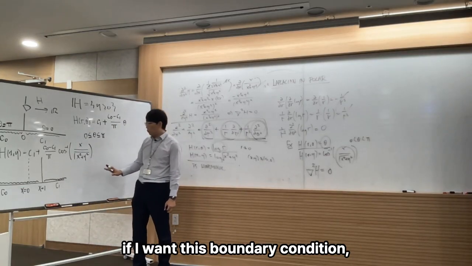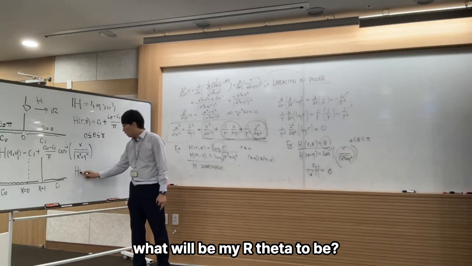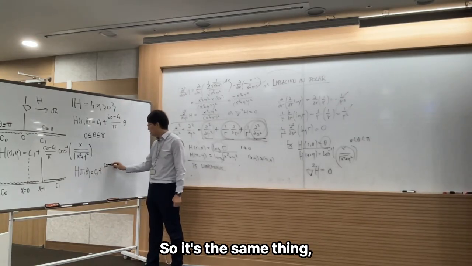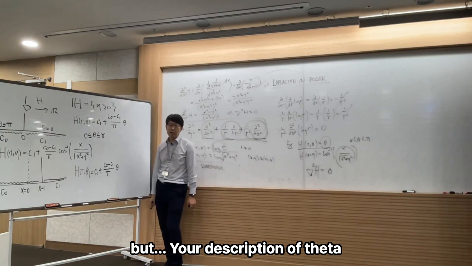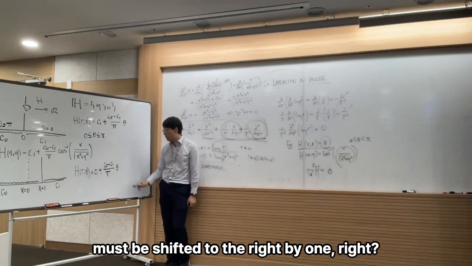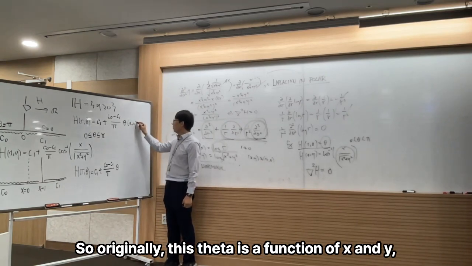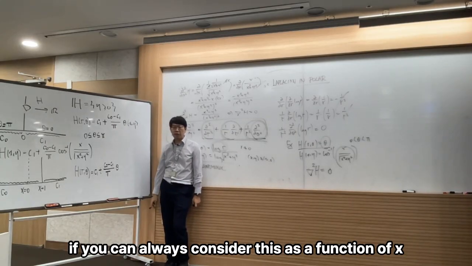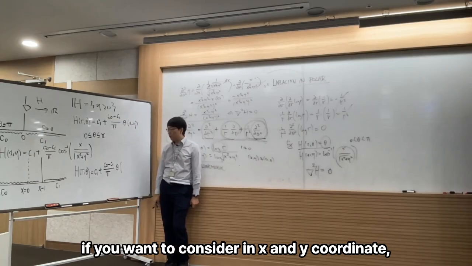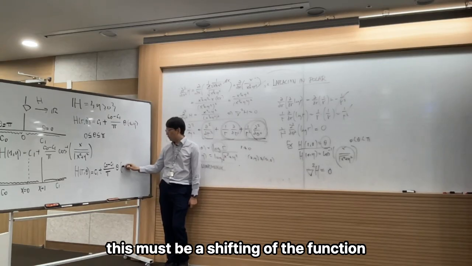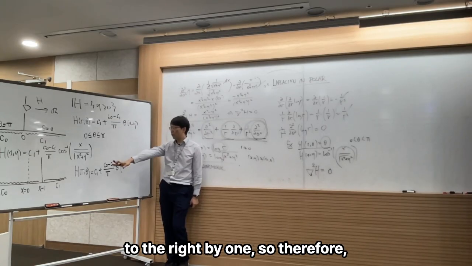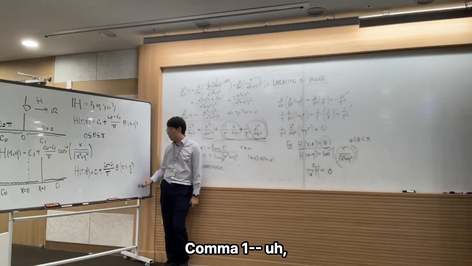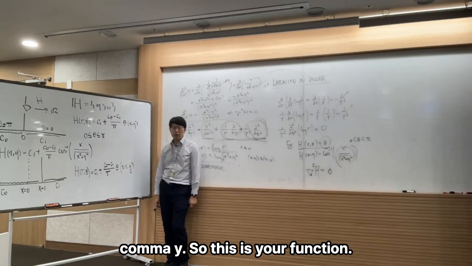In this case, if I want this boundary condition, what will my r theta be? It's the same thing, but your description of theta must be shifted to the right by 1, right? Originally, theta is a function of x and y, because you can always consider this as a function of x and y. So in x and y coordinates, this must be a shifting of the function to the right by 1. Therefore, x must be replaced by x minus 1, comma y. So this is your function.